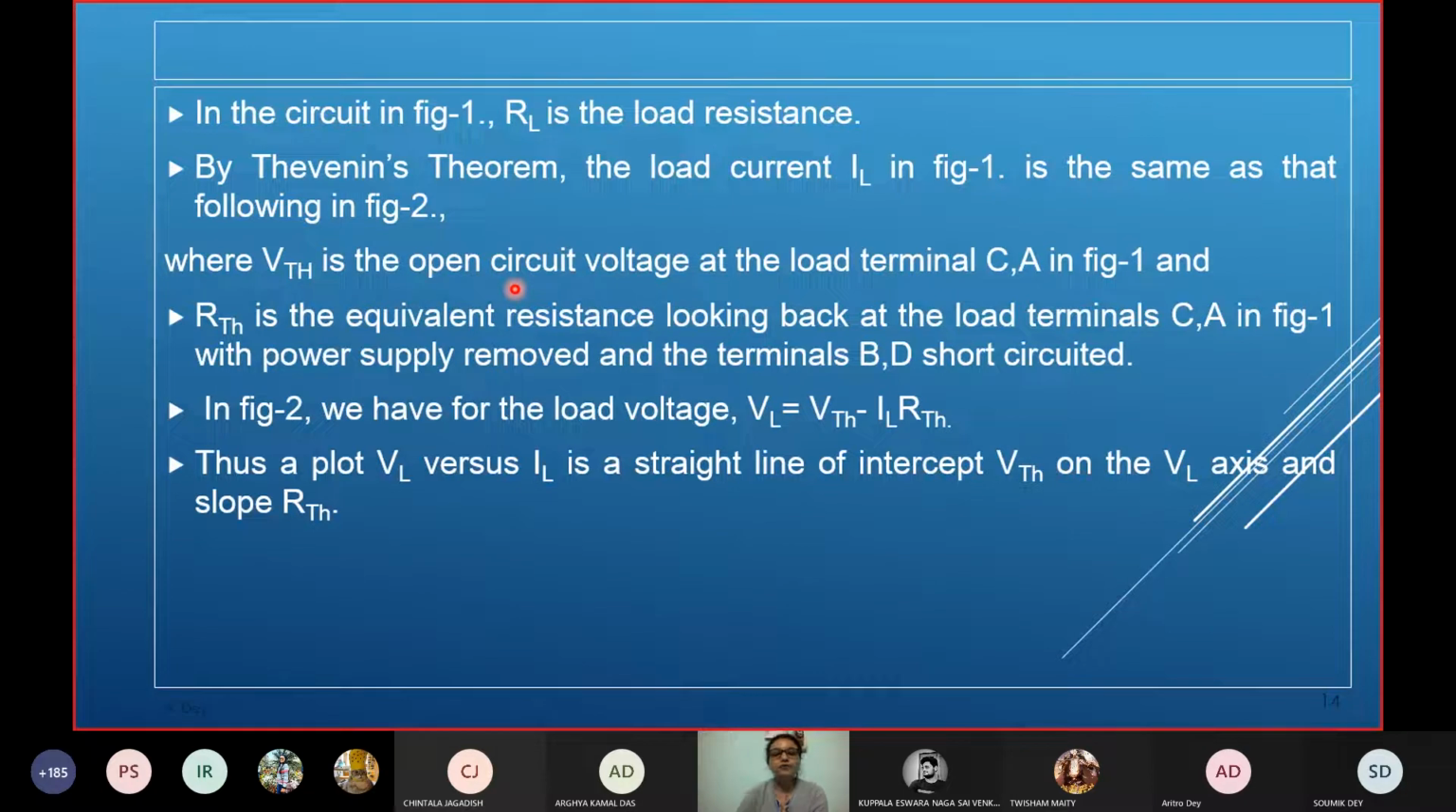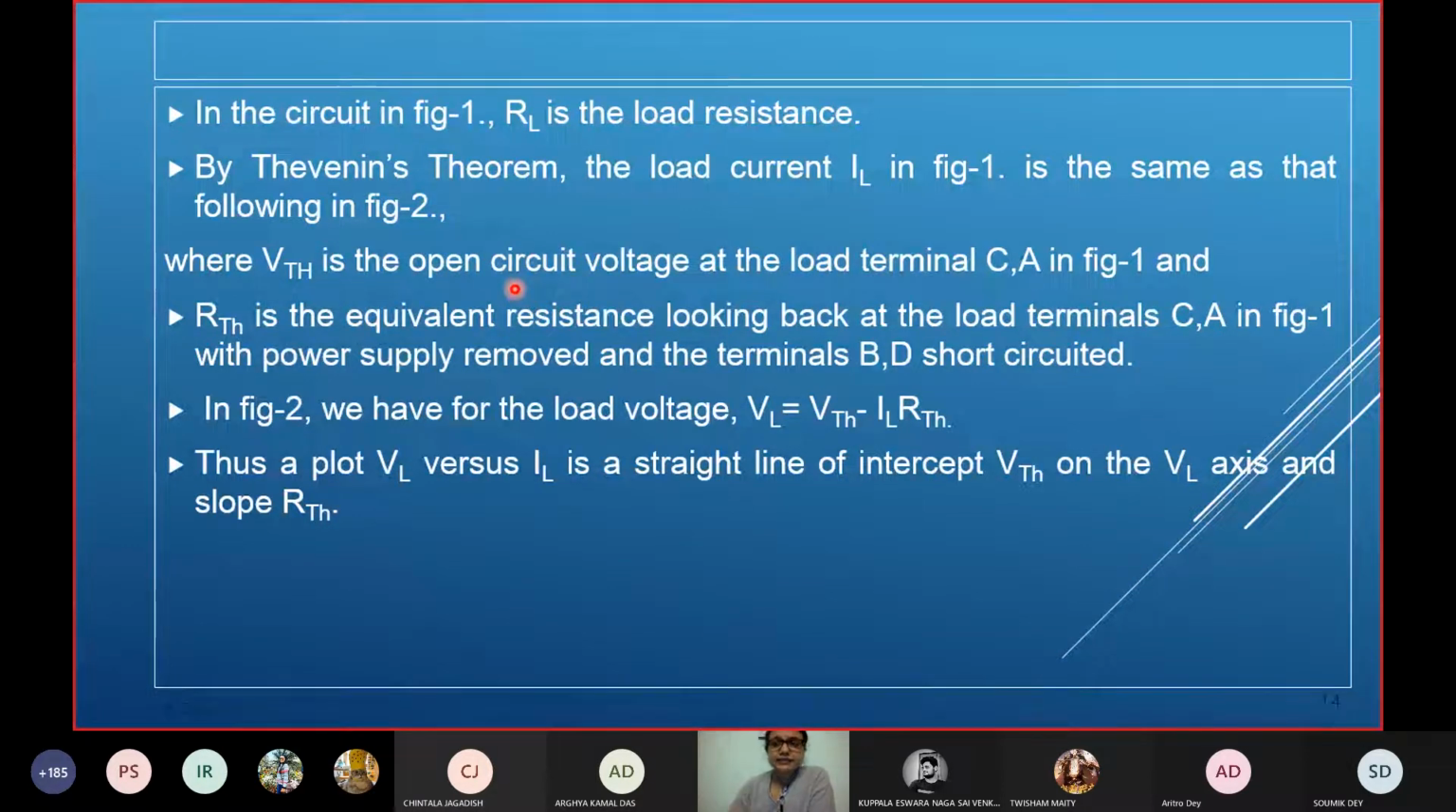First, with RL connected, we will measure the current IL. Next, we will open circuit the RL and measure the V Thevenin. Understood? The next task is to measure R Thevenin. For that, first of all, we will short the terminals and measure the short circuit current flowing across this. That will give you ISC.